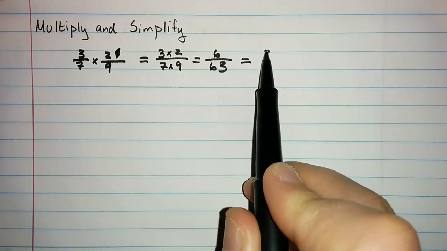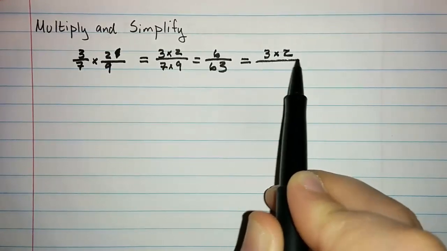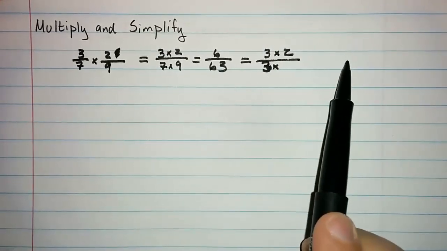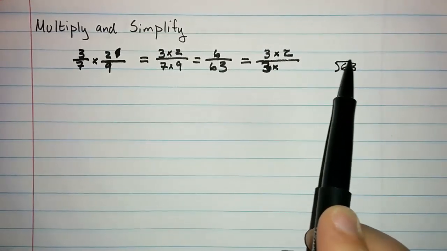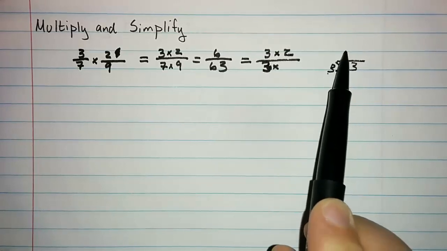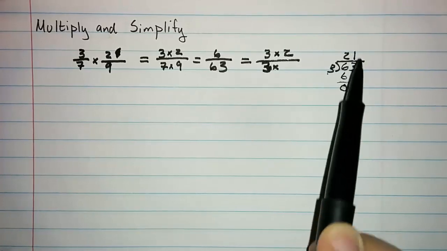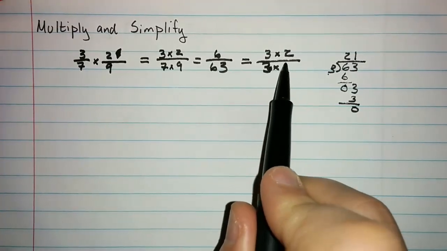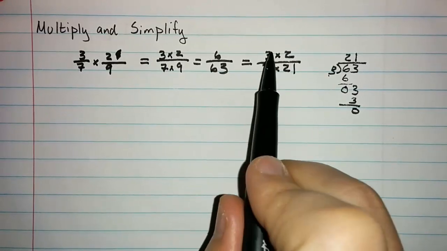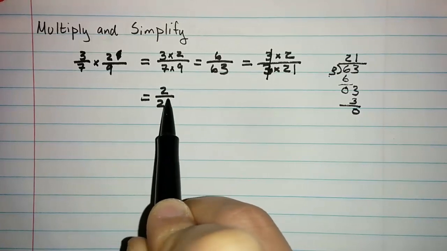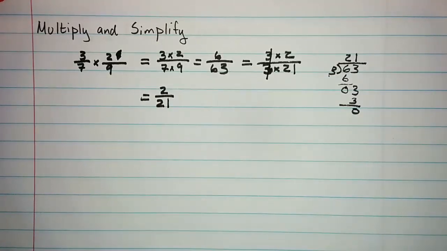In particular, 6, of course, is 3 times 2. 63 is 3 times, let's do some division, 63 divided by 3. 3 goes into 6 twice. 3 goes into 3 once. So 3 times 21. Cancel the common 3, and we get 2/21sts. Fairly straightforward. These were both reasonably small numbers.